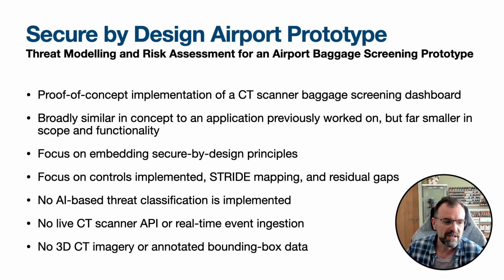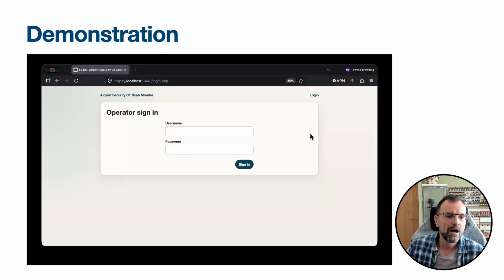The prototype has some key limitations. It's not connected to a live CT scanner, and it does not include any AI-based threat detection. Instead, we'll use publicly available X-ray imagery, primarily due to the sensitivity of such real data. I'll now demonstrate the prototype and show how the security controls behave in practice.